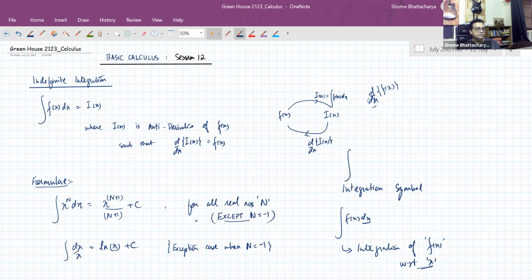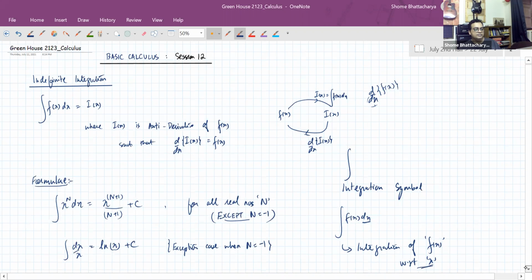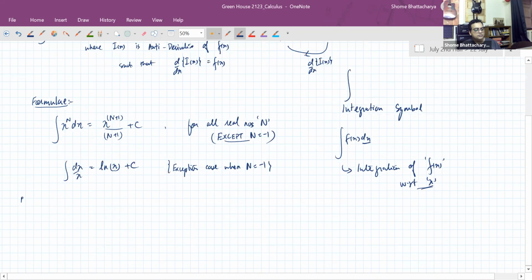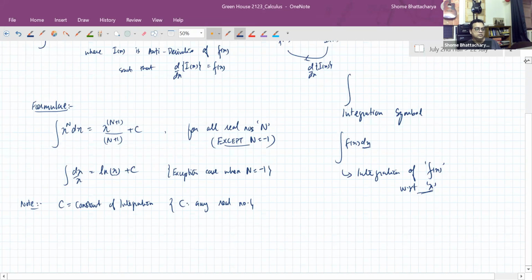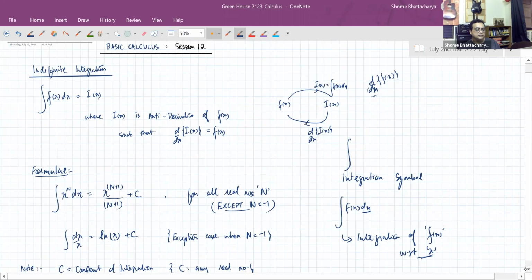When we get the antiderivative, the value of c is indefinite because it can be any real number. That is called the constant of integration. C can be any real number. That is why it is called indefinite integration, because the output is not a definite value. It is a function which has an indefinite term in it, which is the indefinite constant. So these were the two basic formulae to start with.